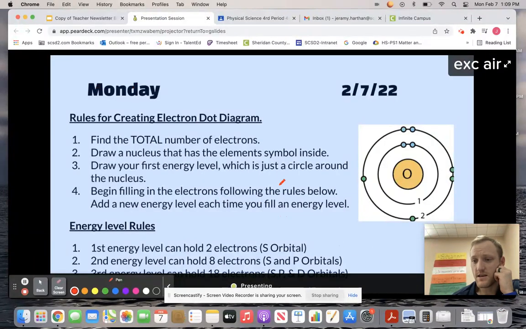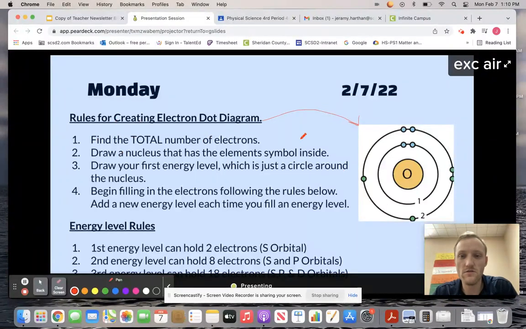Now, this is kind of the key here. Okay, so what we did, we want to write down these rules for creating an electron dot diagram. So when we look over here, this is an electron dot diagram. Okay, and all it simply does is allow us to see where our electrons are, what energy levels, energy level 1, energy level 2, how many electrons are in each energy level. Okay, and we can do this with a couple simple steps.